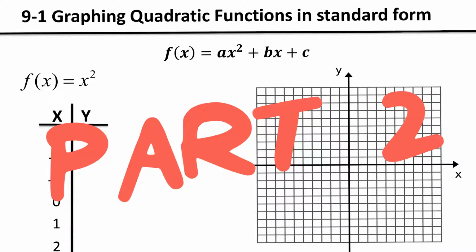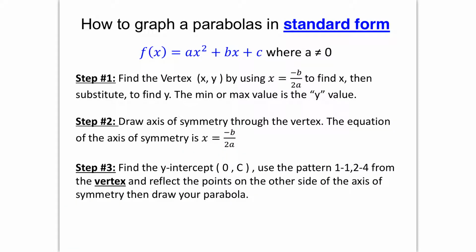But I'm going to give you guys some steps to follow to graph those parabolas, which are quadratic functions, and we are going to have to find a few components, the vertex and the axis of symmetry, the y-intercept, to graph the parabola. So here are a few steps you can follow to graph that quadratic function. So let's look at step number 1.